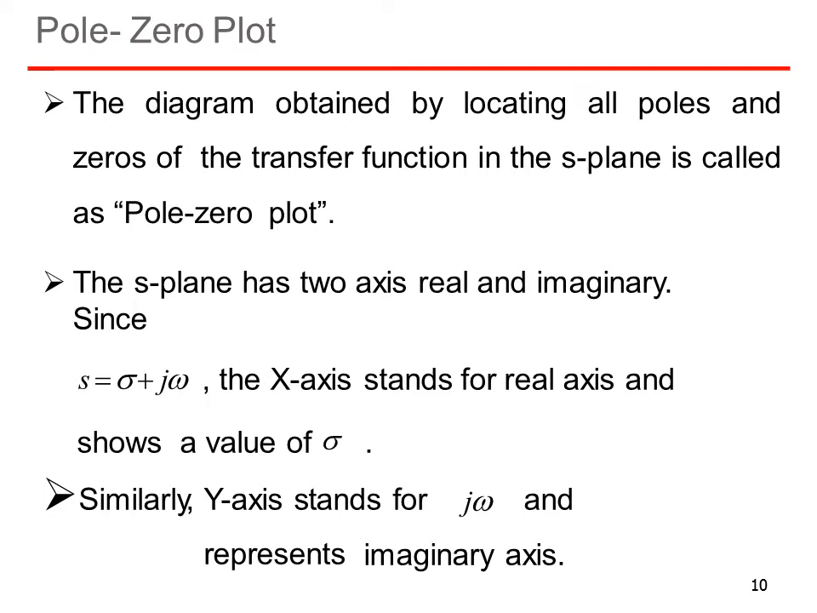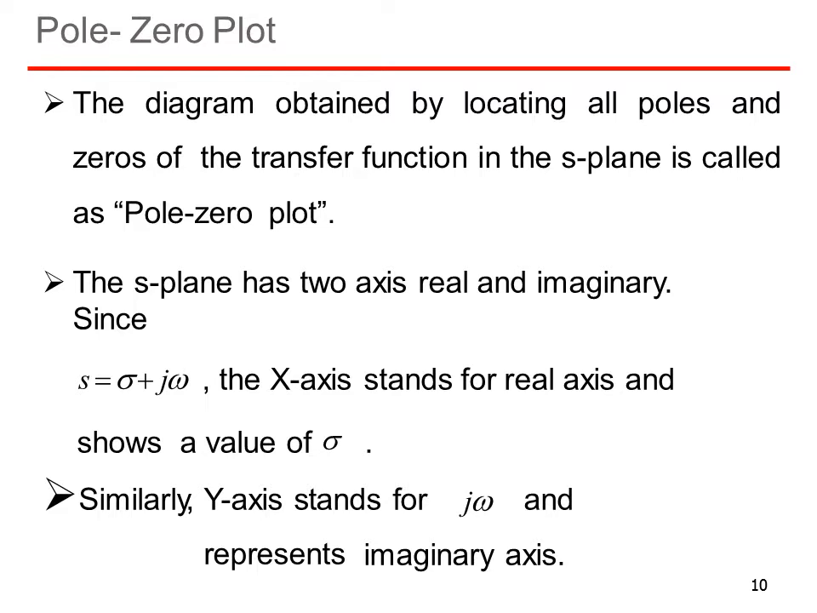Pole zero plot. The diagram obtained by locating all poles and zeros of the transfer function in the S-plane is called as pole zero plot. So simply we have to combine poles and zeros on the S-plane so that we will get the pole zero plot. The S-plane has two axes, real axis and imaginary axis.